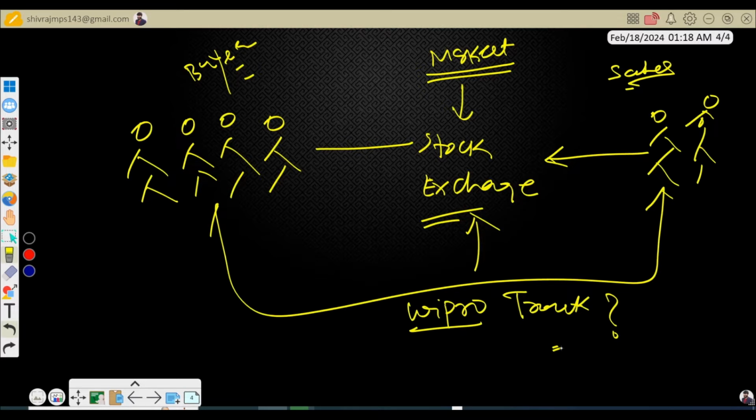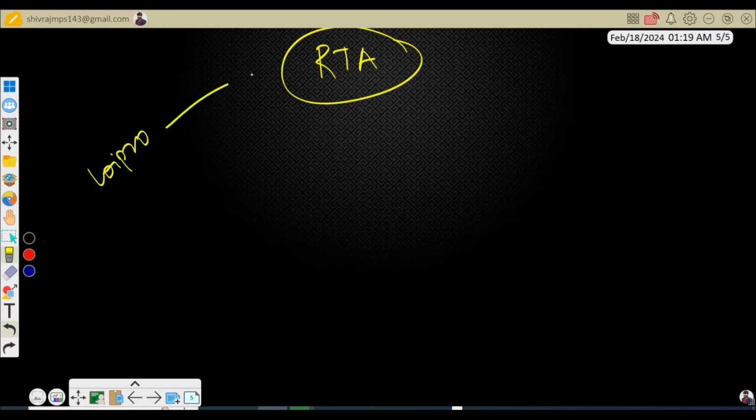Just imagine, and that's where your transfer agent role comes into the picture. Your RTA, registrar and transfer agent role comes into the picture. So basically, Wipro will appoint an RTA. Let's say the RTA is KFIN. KFIN is a company that works as a transfer agent.